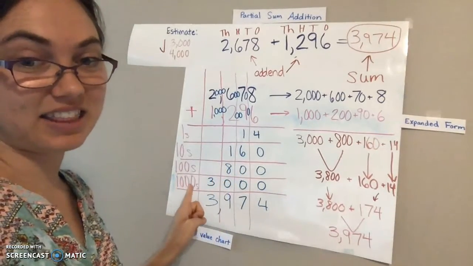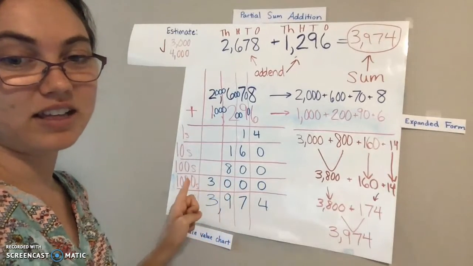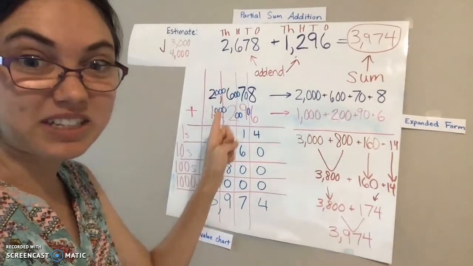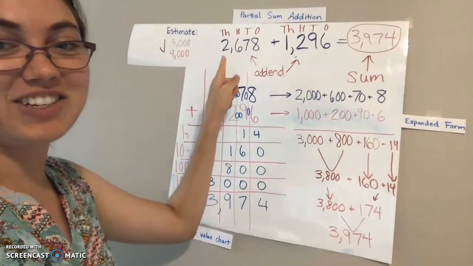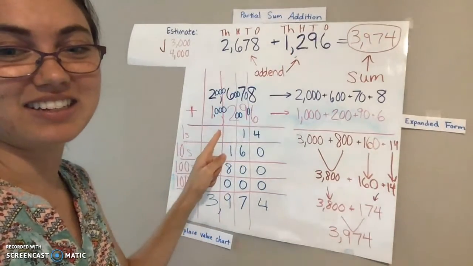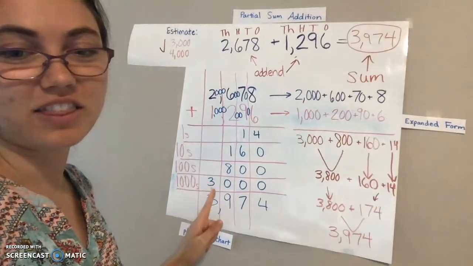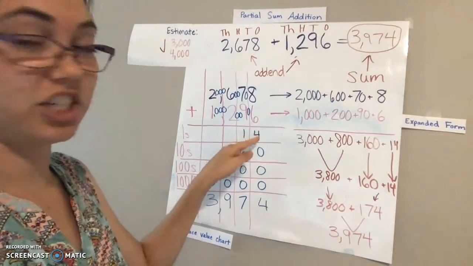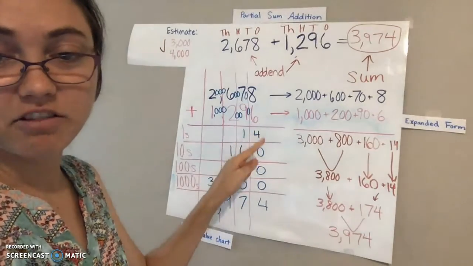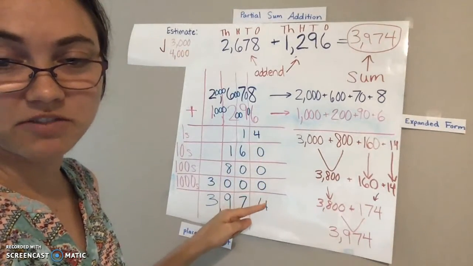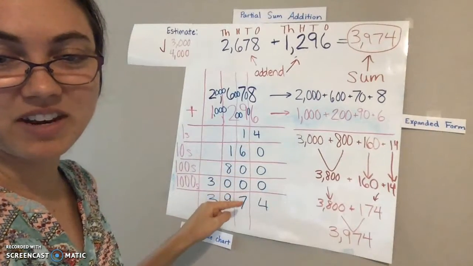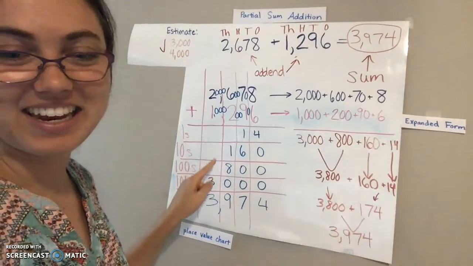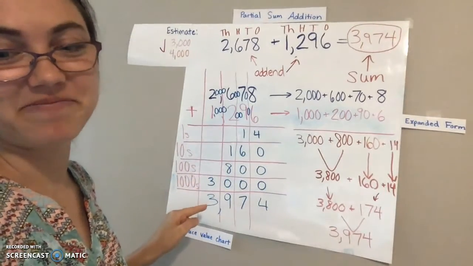And last but not least, the thousands column, we said, okay, let's check the thousands. 2 plus 1, but it's in the thousands column, so it really means 2,000 plus 1,000. 2,000 plus 1,000 is 3,000. And the last easy step, just go down and add in your column. 4 plus 0 plus 0 plus 0 was 4. 1 plus 6 was 7. 1 plus 8 plus 0 was 9. Nothing plus 3 is 3.